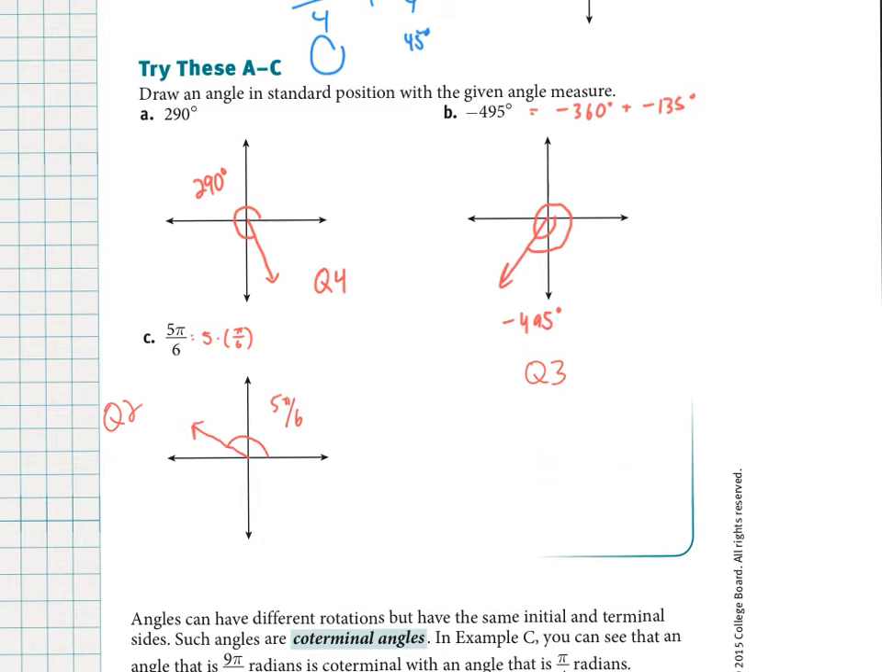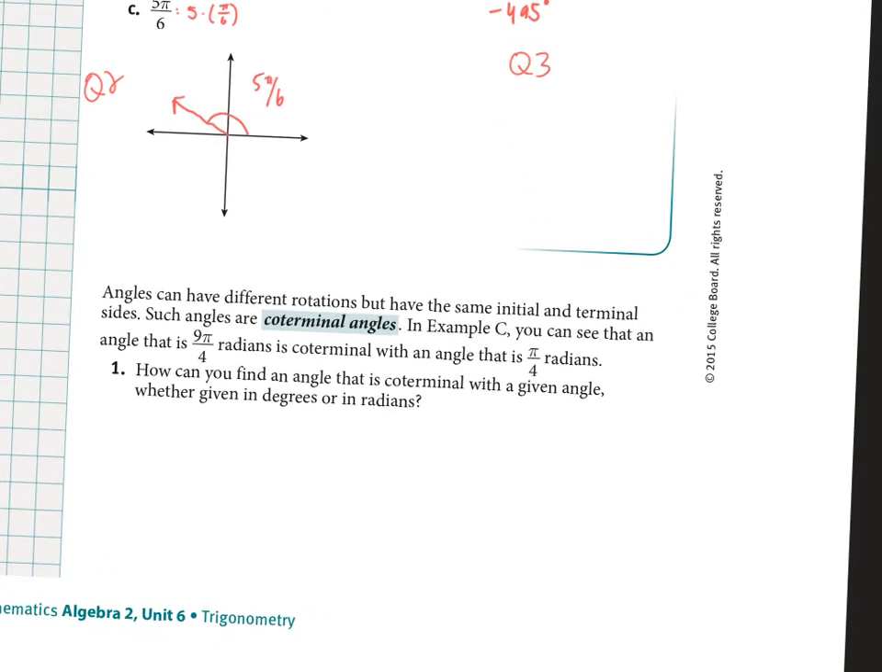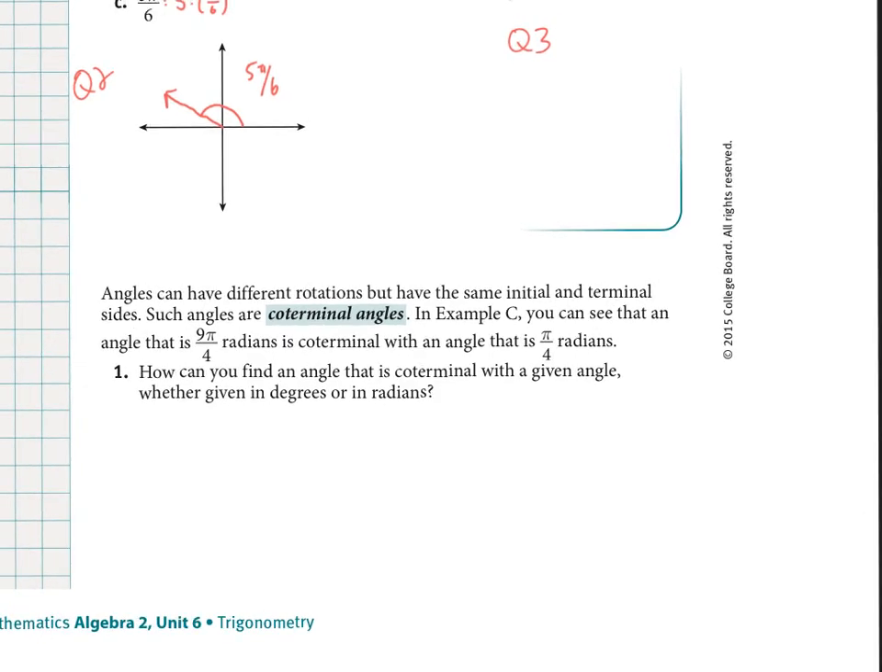So as you see, since we can rotate multiple times around, we're going to call these different rotations that end at the same point coterminal angles. So up above, we saw that 9 pi over 4 was one rotation plus another pi over 4, and it ended in the same place as what pi over 4 did. So if they share the same ending, they're coterminal. They're not the same angle, but they're going to have a lot of things in common, like sines and cosines and tangents and things like that.